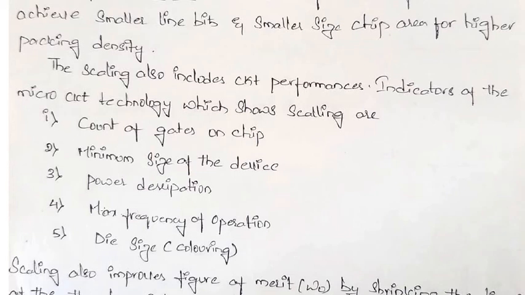So what are the parameters which will show that scaling is done? First is the count of gates. Count of gates means how many gates you are going to prepare, how many transistors you are going to dump on that particular chip. That is the first parameter. And the minimum size of the device, you have to ensure that your chip size is very small. That is one of the scaling parameters.